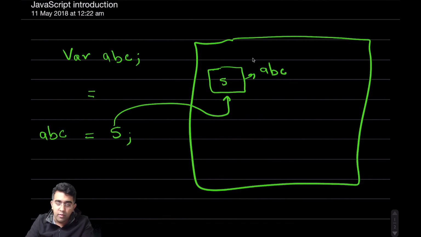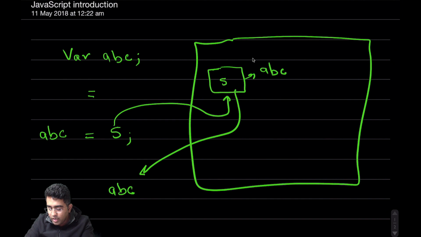Now inside of our JavaScript code, if we say, okay, please compiler, tell me what is ABC, it will give us back from here and show us 5, which is stored in our JavaScript variable.